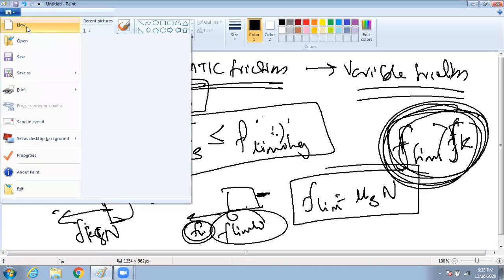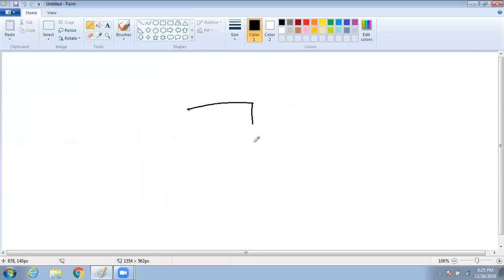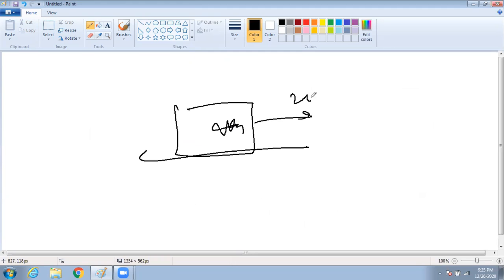Okay, do one more problem. All of you do this. Again, same 4 kg body. You are pulling at 20 Newton. Mu s is 0.6. Find out the acceleration.